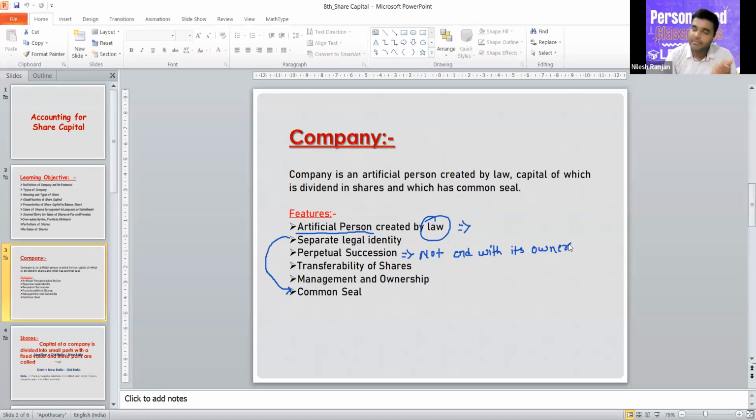In the same manner, I can start a coaching institution with some other person, including them in that business. That is called partnership. In the same manner, we don't have to take permission from the government. That's why a company is called created by law, an artificial person.